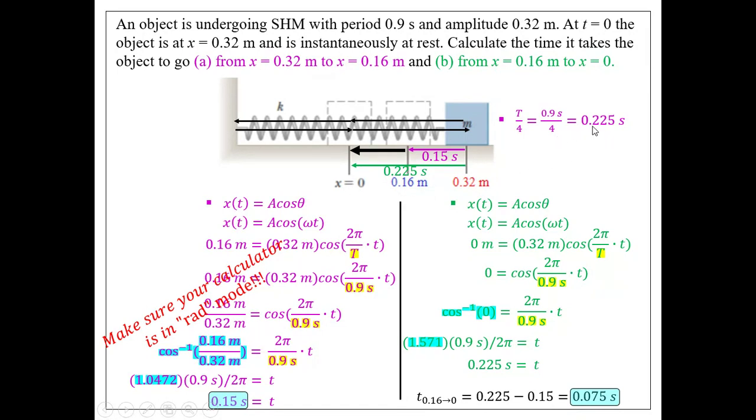That'll give me 0.225 seconds, which is consistent with what I found. But once again, that's not the question. But once I found the time from 0.32 to 0, I can just use quick deduction and still take the difference to find the time from 0.16 to 0.